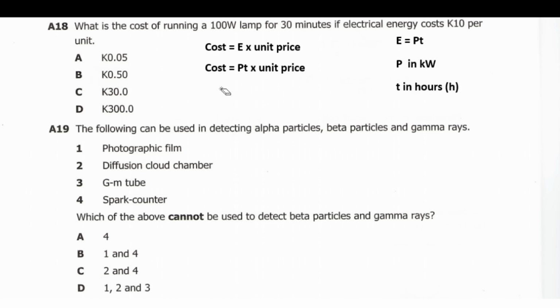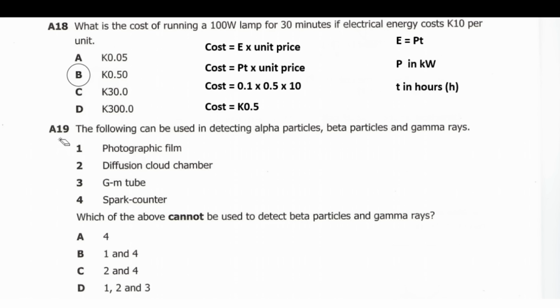So you substitute here P as 0.1, T as 0.5, then the unit price is 10 per unit. So you substitute 0.1 times 0.5 times 10, which will give you a cost of 0.5 kwacha, which means that the answer is B.